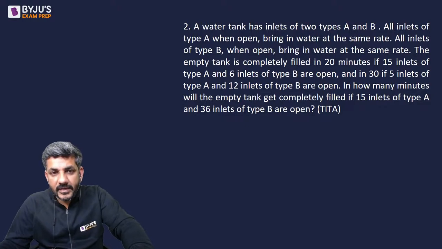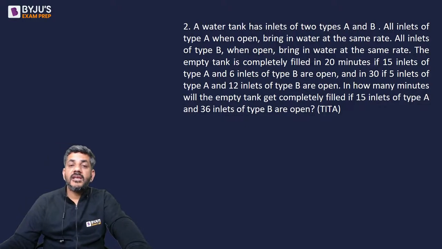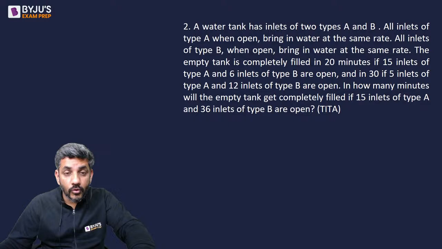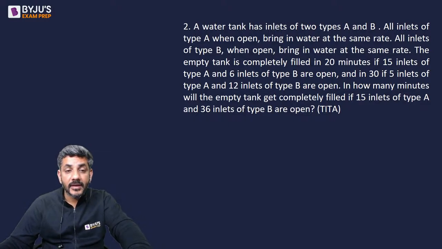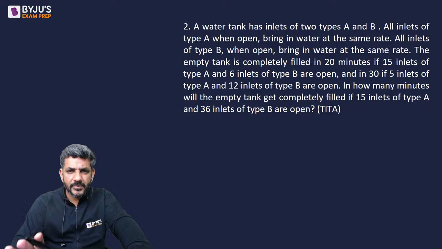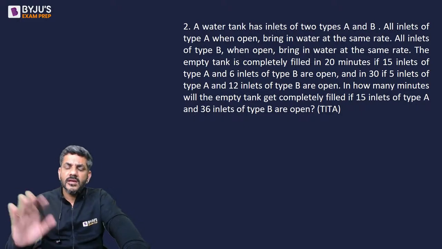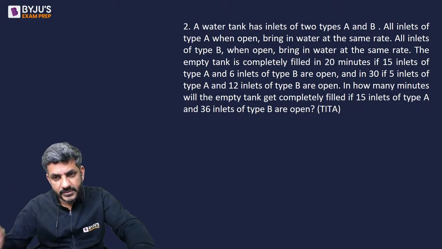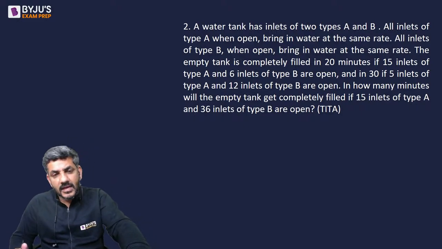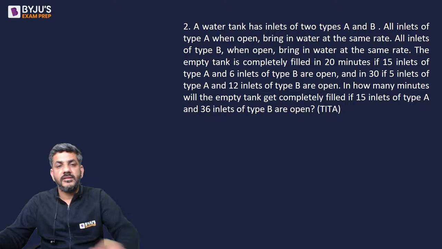Okay, let's start doing it then. A water tank has inlets of two types, A and B. All inlets of type A, when open, bring in water at the same rate. All inlets of type B, when open, bring in water at the same rate. The empty tank is completely filled in 20 minutes if this happens, 30 minutes if this happens. In how many minutes will it be filled if this happens? Purushottam is the first person to answer. He says 90. Let's have a look at what the right answer is for this question.